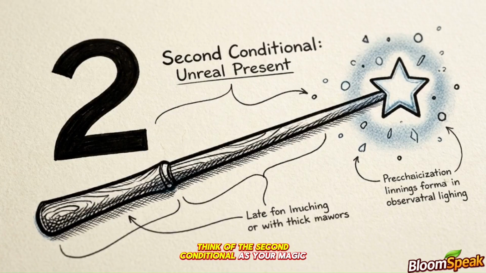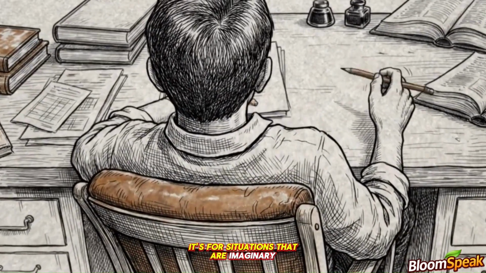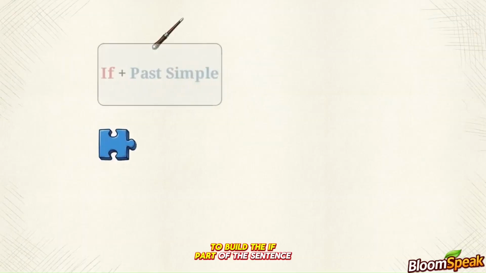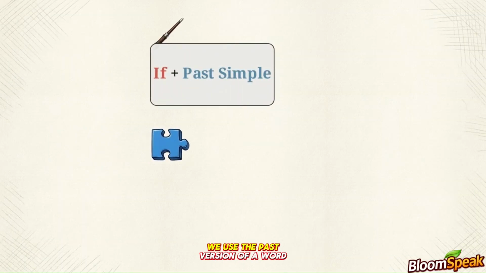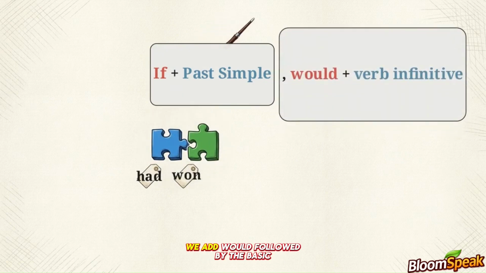Think of the second conditional as your magic wand for the present. We use this when we are daydreaming. It's for situations that are imaginary or even impossible right now. To build the if part of the sentence, we use the past version of a word, the same form you'd use for yesterday, like had or won. Then, in the result part, we add would, followed by the basic dictionary version of the action word.